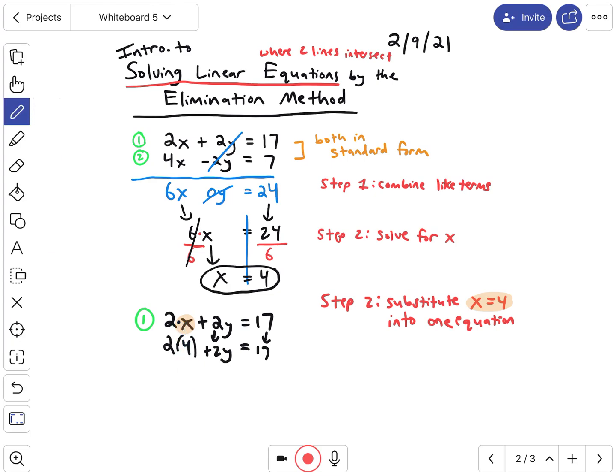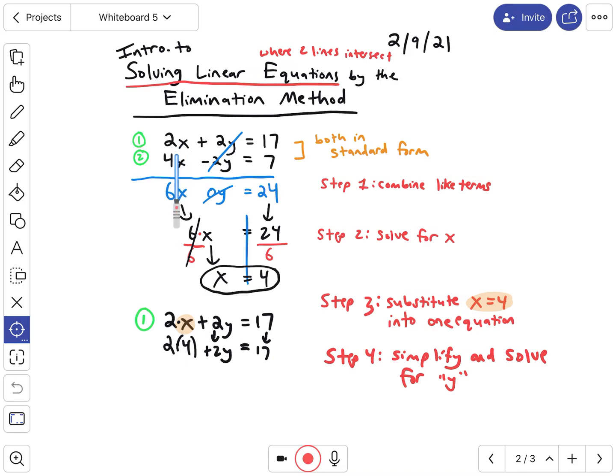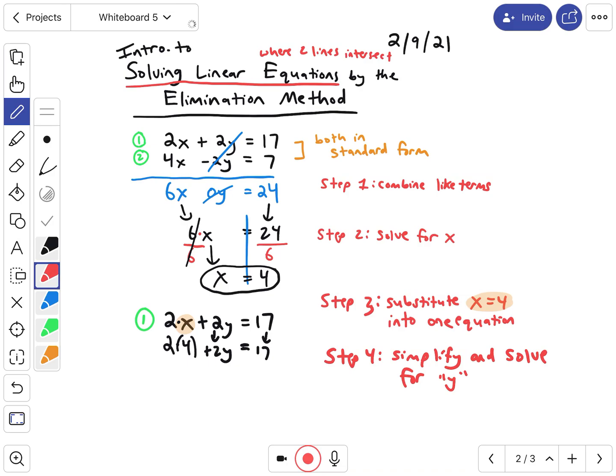And then the next step, this is actually step 3, huh? Step 4 is to simplify and solve for, in this case, y. Imagine if the x was canceled out, we would have solved for y first, and then we would have solved for x. So it all depends on which variable gets canceled out, but you'll basically solve for both, one first, then the other.